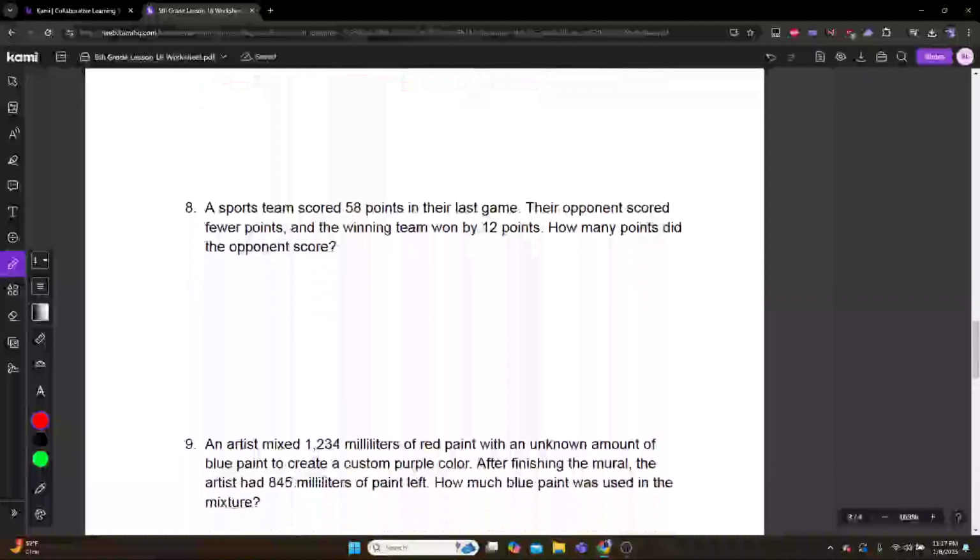A sports team scored 58 points in their last game. Their opponents scored fewer points, and the winning team won by 12 points. How many points did the opponent score?